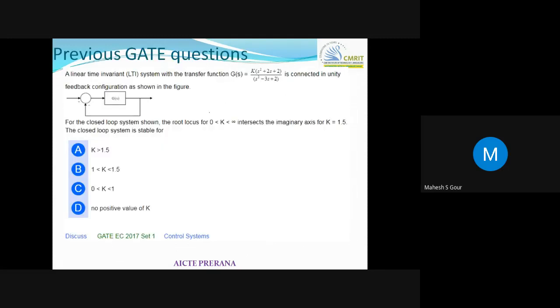Okay, so coming to the GATE questions, I won't waste much time. So this is your question. An LTI system is given, linear time invariant. This you will study in detail in your signals and systems. What is given? The open loop transfer function is connected in a unity feedback configuration as shown, right? For the closed loop system, the root locus for k between 0 and infinity intersects the imaginary axis at k equal to 1.5.